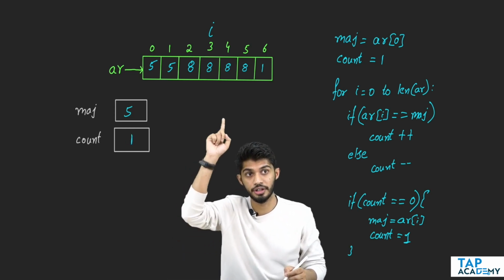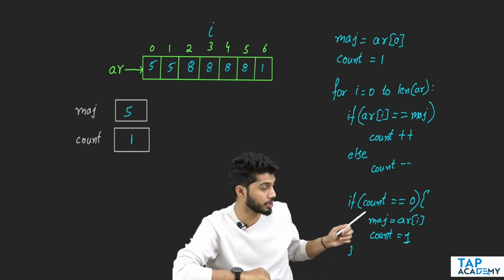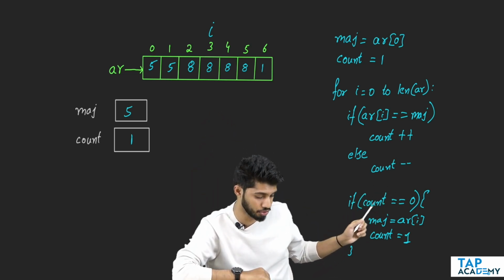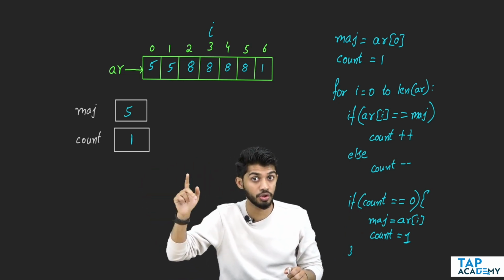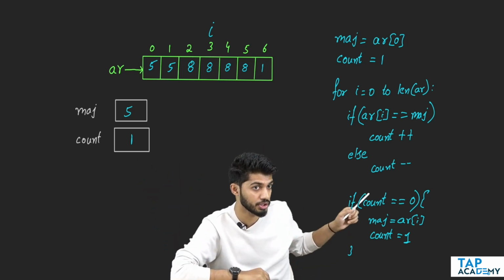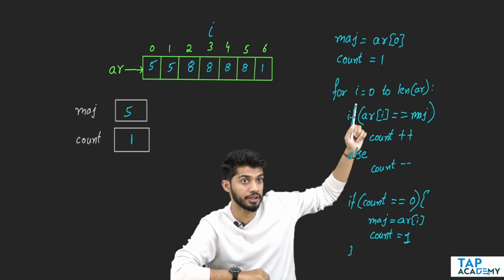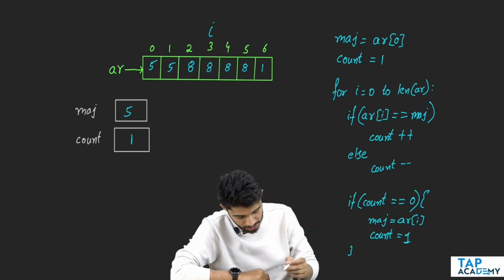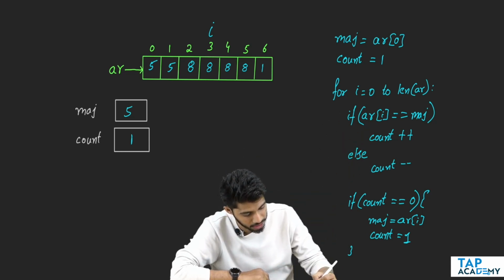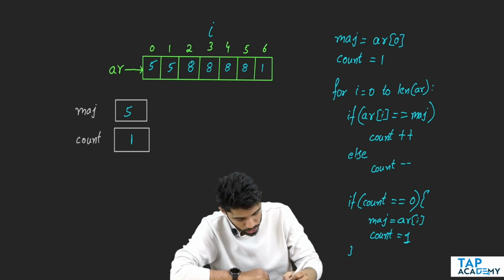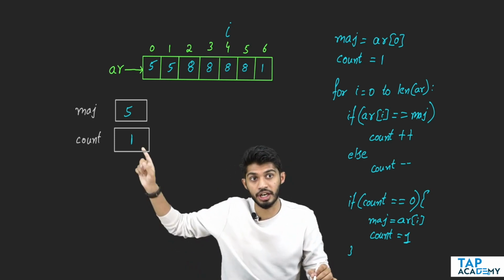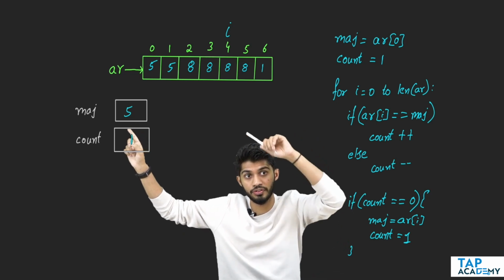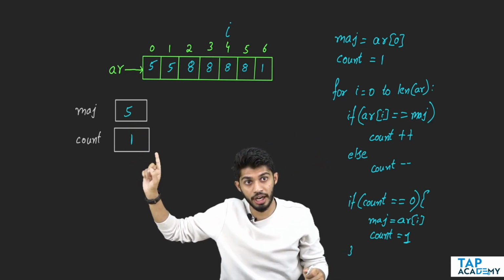Now we have done till here. Next, it will come and check: is the value of count equal to 0? The value of count is still 1. So it has increased twice and decreased twice, so it came back to 1. It will not execute this part; it will go and execute this part. The value of I increases. Is AR of I equal to majority? No, the condition fails since 8 is not equal to 5. It will come to this part and reduce the value of count.